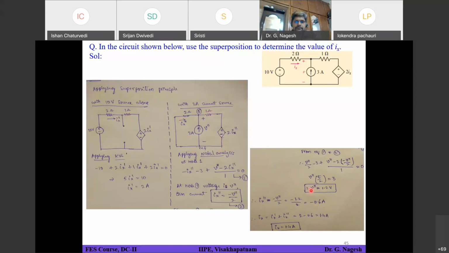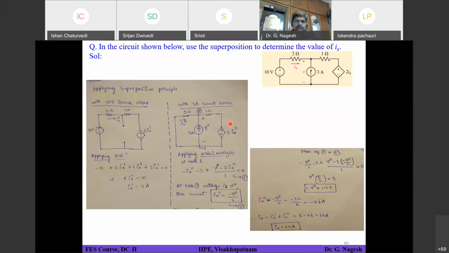So how to solve that? By applying KCL. In stage 2, you can find it using these variables only. You have already got Ix double dash and you have already got V1 double dash. Using these two also you can find it if you want.